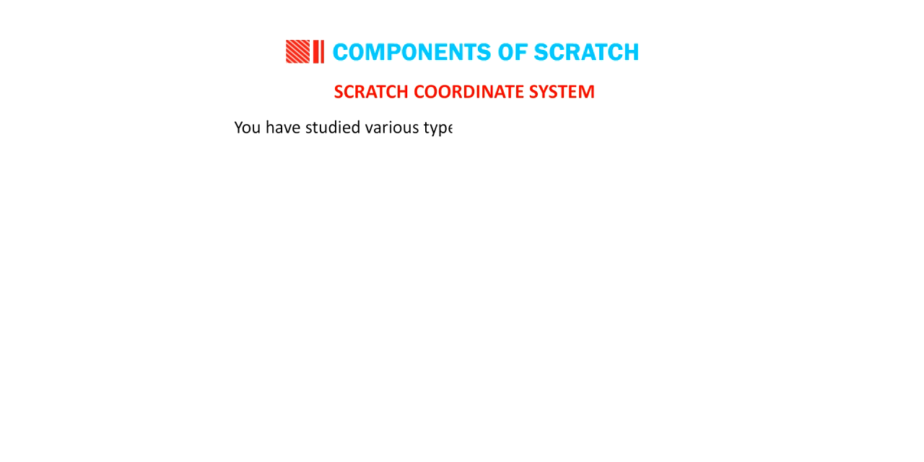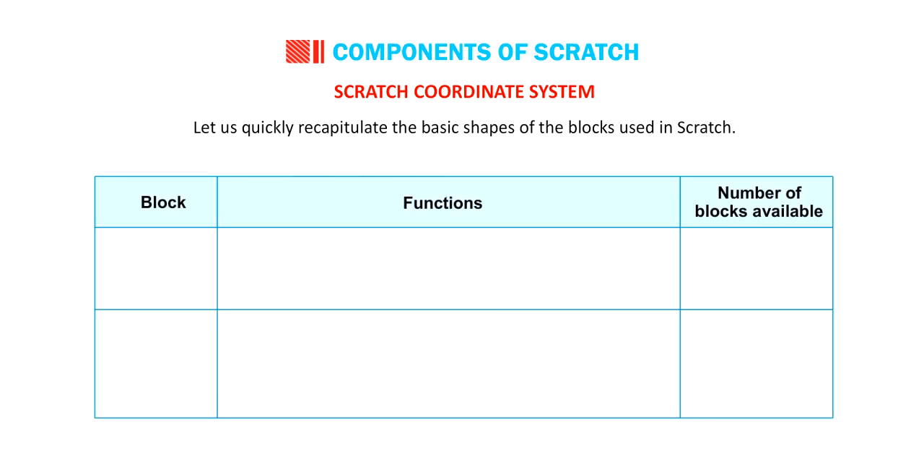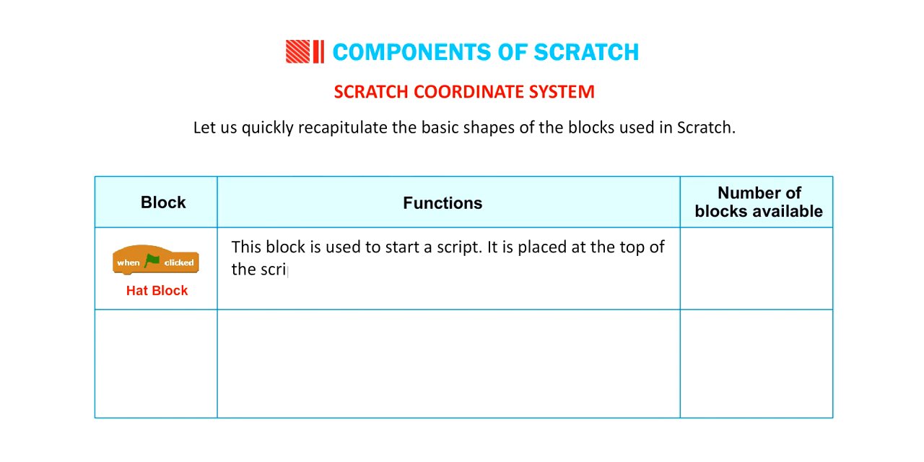You have studied various types of blocks in the previous class. Let us quickly recapitulate the basic shapes of the blocks used in Scratch. Block, functions, number of blocks available. Hat block. This block is used to start a script. It is placed at the top of the scripts. These blocks usually have a rounded top and a bump at the bottom.